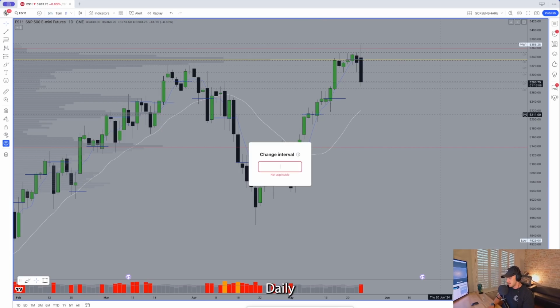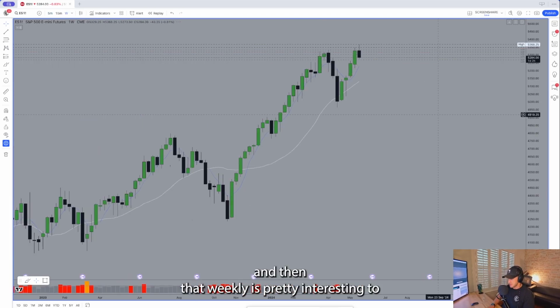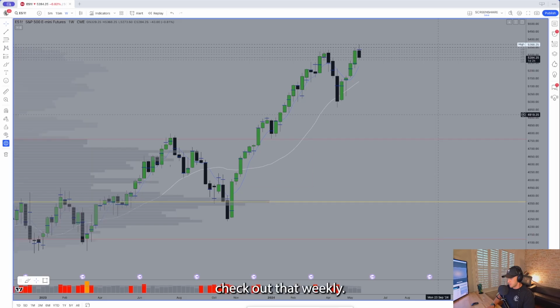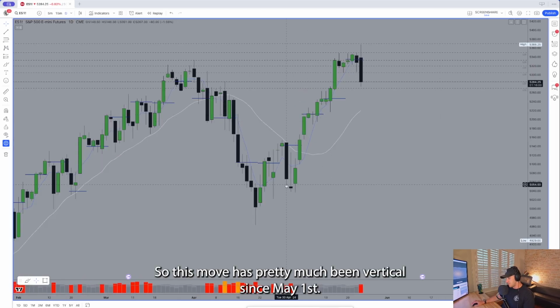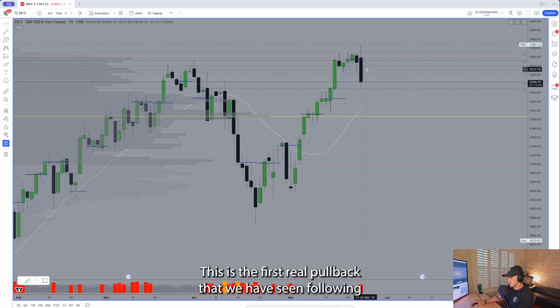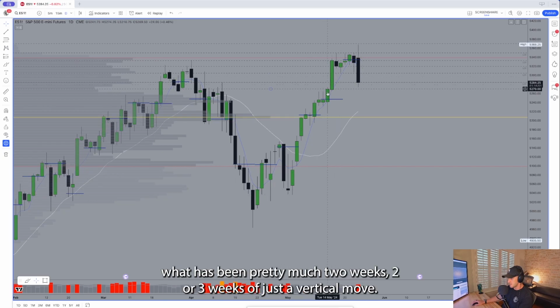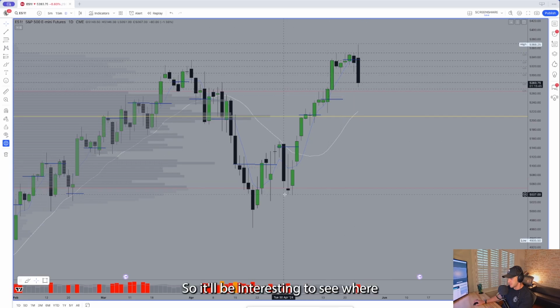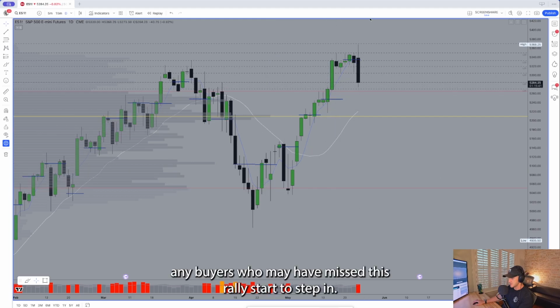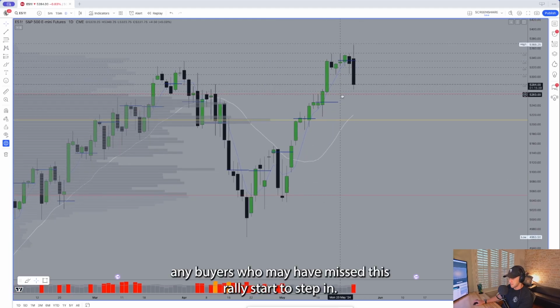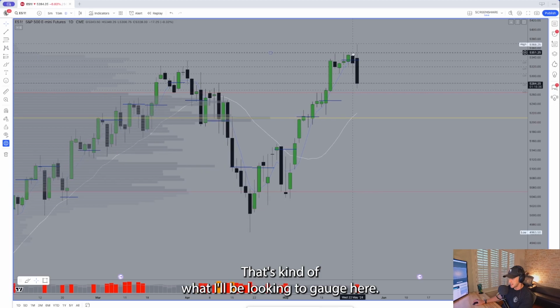Daily, and then that weekly is pretty interesting too. Check out that weekly. So this move has pretty much been vertical since May 1st, right? This is the first real pullback that we have seen following what has been pretty much 3 weeks of just a vertical move. So it'll be interesting to see where any buyers who may have missed this rally start to step in. That's kind of what I'll be looking to gauge here.